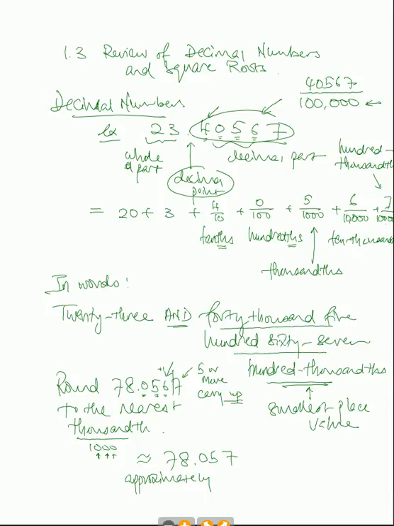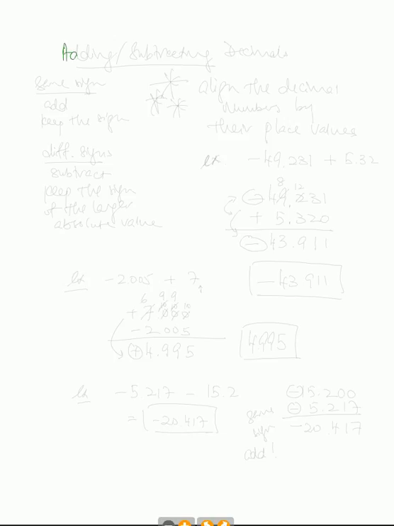Okay, so now that you have been introduced to decimals, let's talk about the operations. Whenever you are adding or subtracting decimals, the rule really applies the same as what we did for integers. If the signs are the same, you're supposed to add them, but you keep their sign. But if the signs are different, you subtract them.